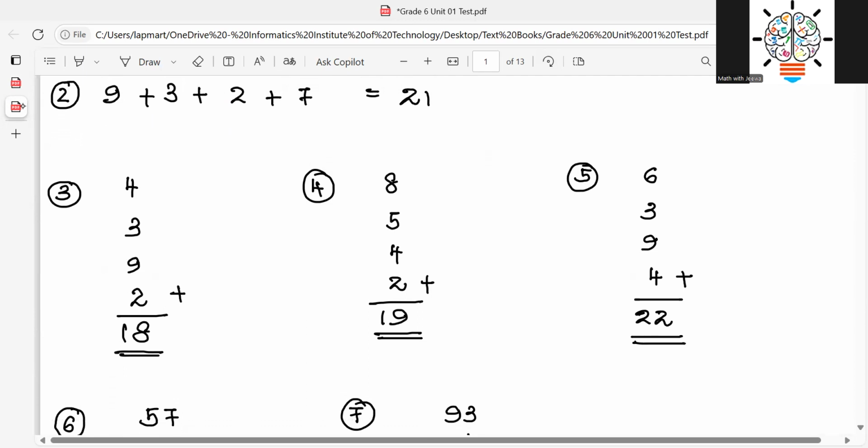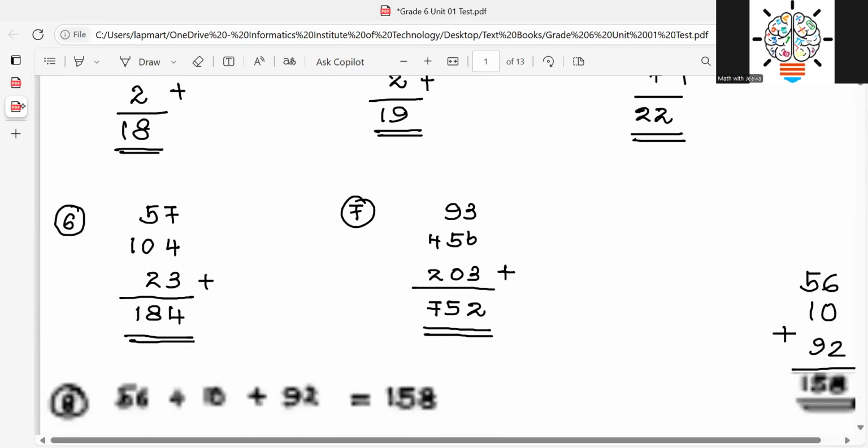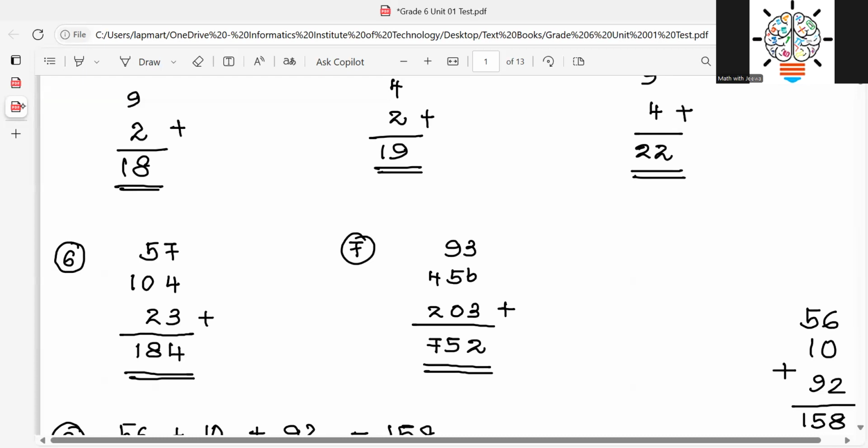Okay. Then question number 4, again you want to start from the bottom. 2 plus 4, 6. 6 plus 5, it is 11. 11 plus 8, it is 19. Question number 5. So then we have 4 plus 9, 13. 13 plus 3, 16. 16 plus 6, 22.